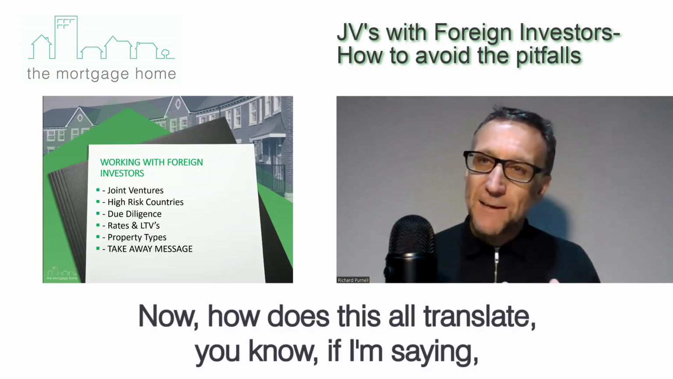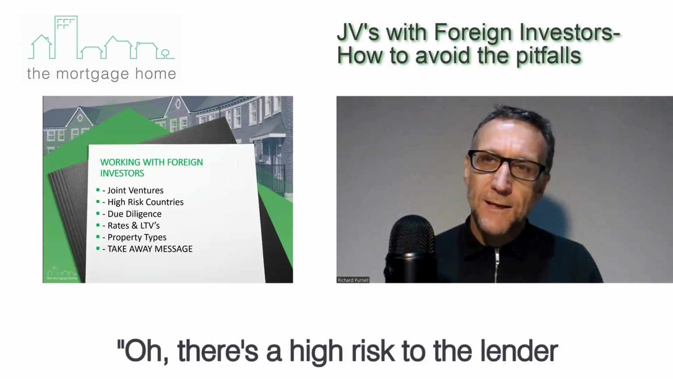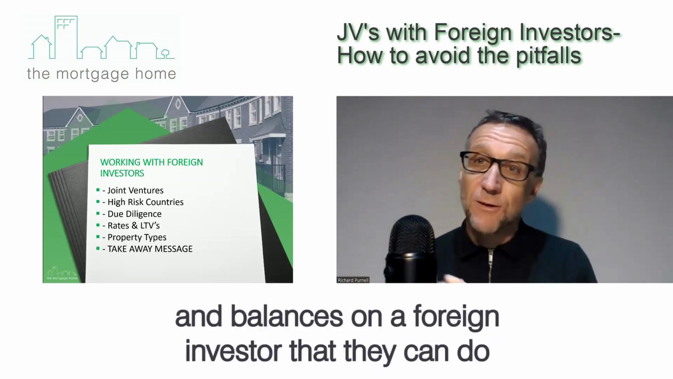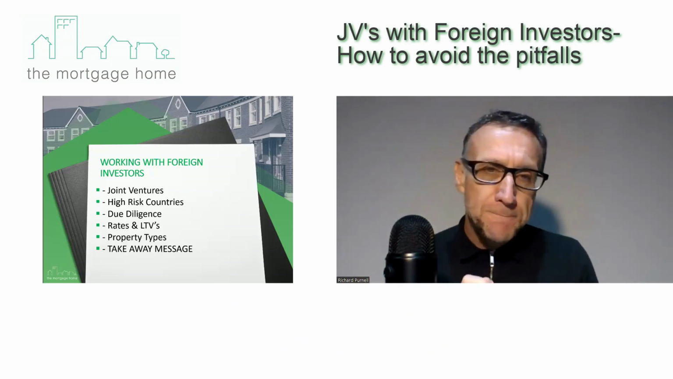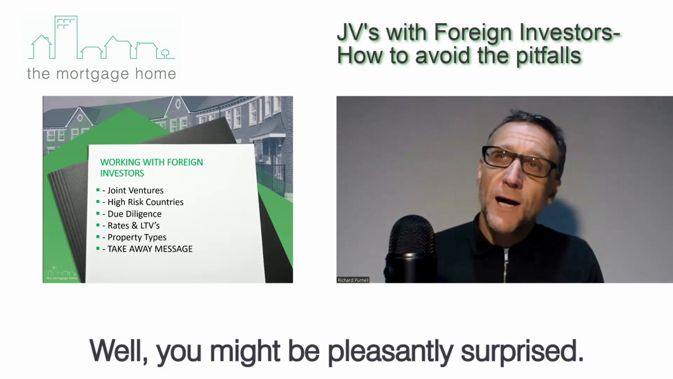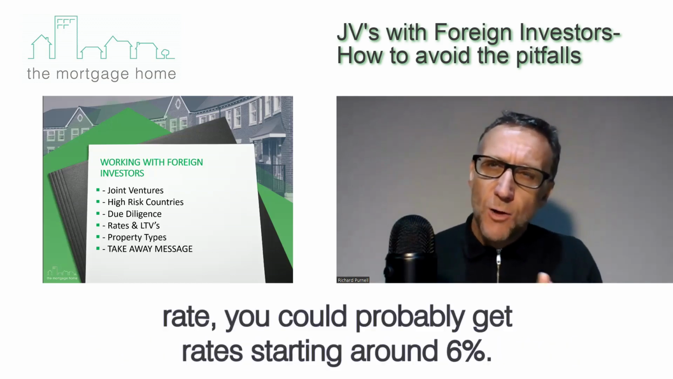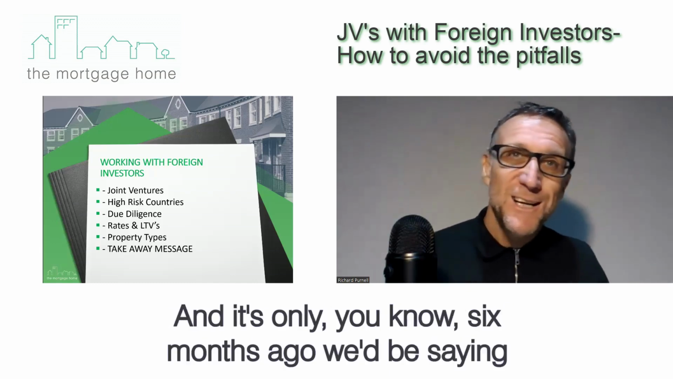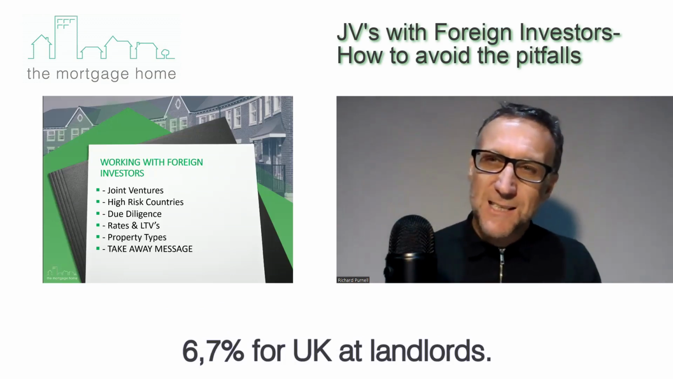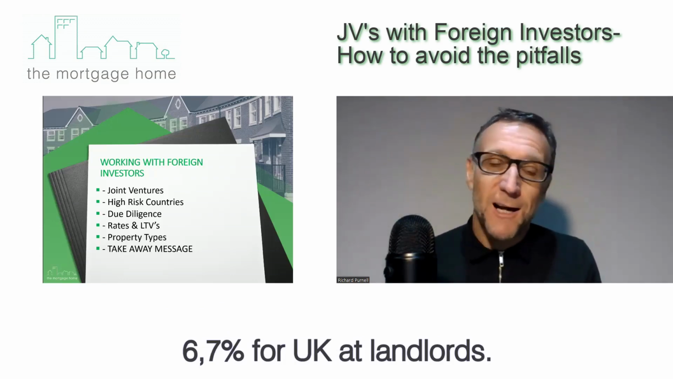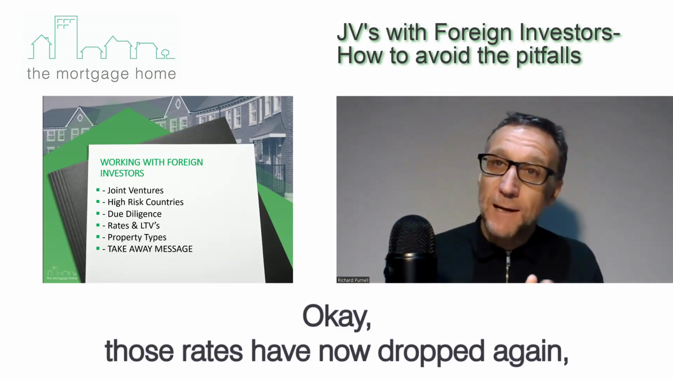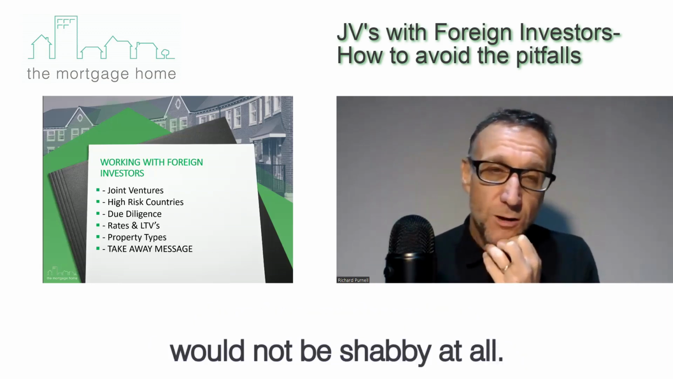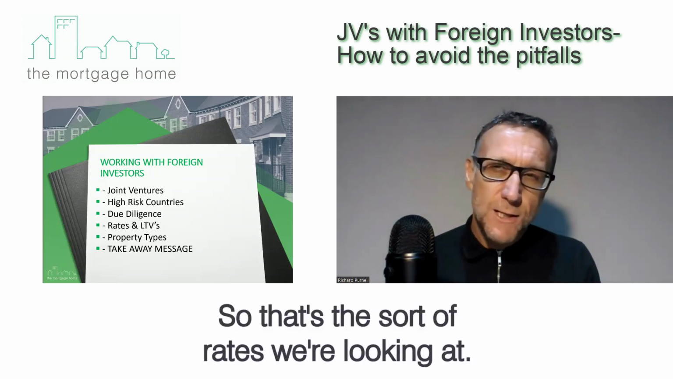Now, how does this all translate? If I'm saying there's a high risk to the lender because there's a lack of information, they can't do as many checks and balances on a foreign investor as they can on you and I, well, you might be pleasantly surprised. When I looked in the last few days, you could probably get rates starting around 6%. And it's only 6 months ago we'd be saying 6-7% for UK landlords. Those rates have now dropped again. But to get rates of 6 to 7% if you're working with a foreign investor would not be shabby at all. So that's the sort of rates we're looking at.